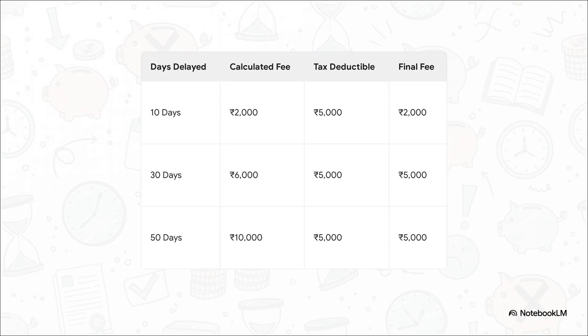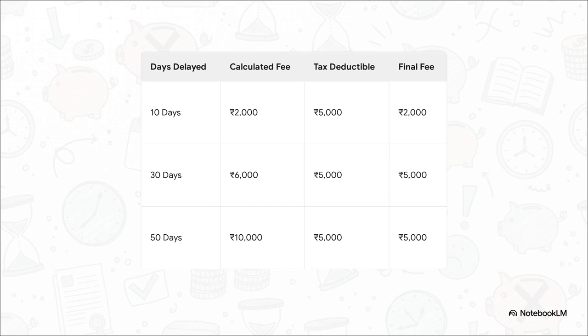Let's see exactly how that maximum cap protects a taxpayer when a delay gets completely out of hand. We'll walk through a mock calculation together. Take a 10-day delay. At $200 a day, that gives us a calculated fee of $2,000. Since the tax-deductible amount is $5,000, the cap isn't reached, so the final fee is just $2,000. Simple enough. But look what happens with a 30-day delay.